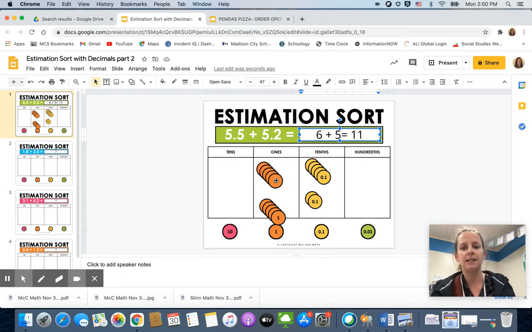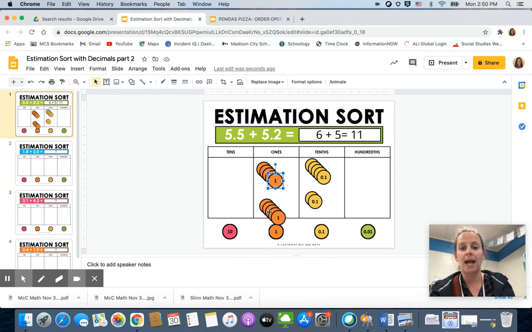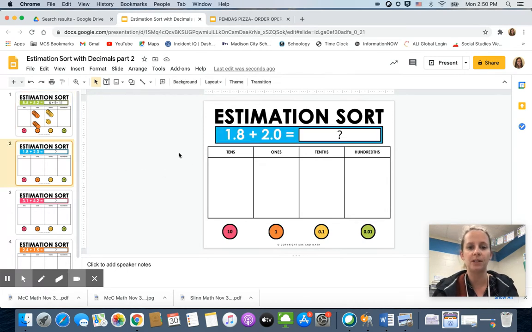Okay? And we can see that when we built our numbers, we have 5 ones to begin with, and then we added another 5. So that would get us to 10, and then we would regroup these to get us close to 11. I don't know if I explained that well. That's the purpose of estimating.